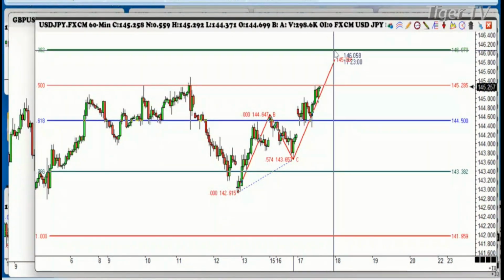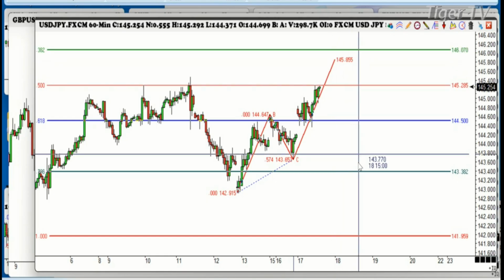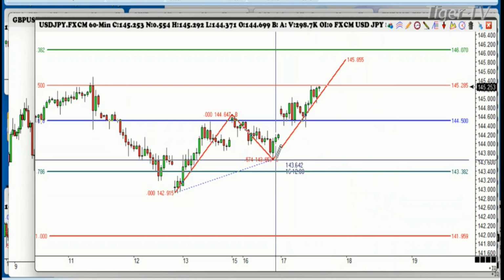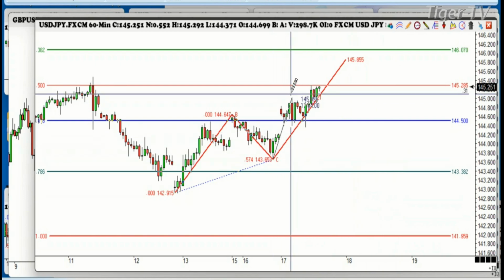And look at the 382, folks, on the daily. You're within a heartbeat, 15 pips of the big move. And if we look at it just a little closer here, with this big move we had right here, you're going to get even closer to that.